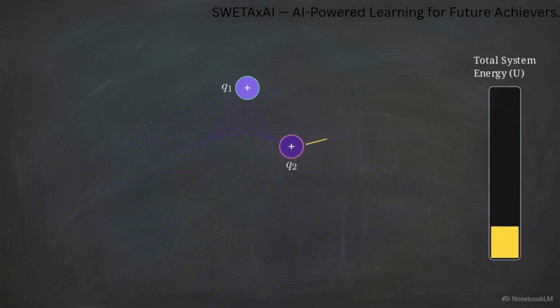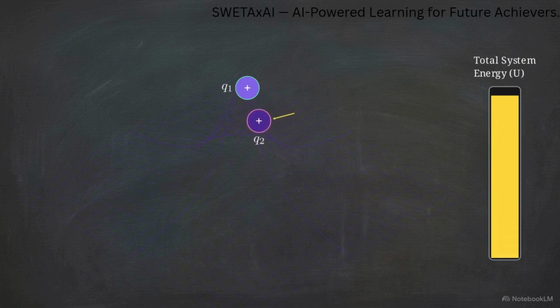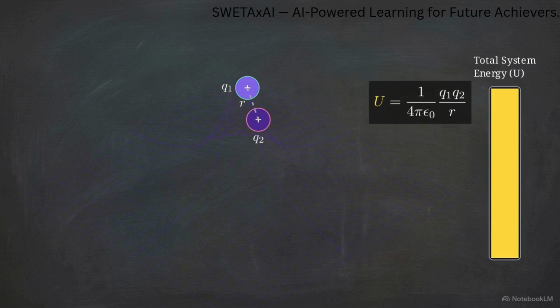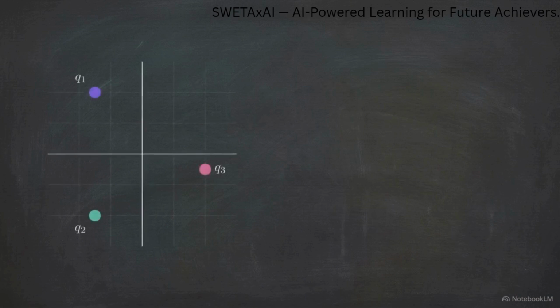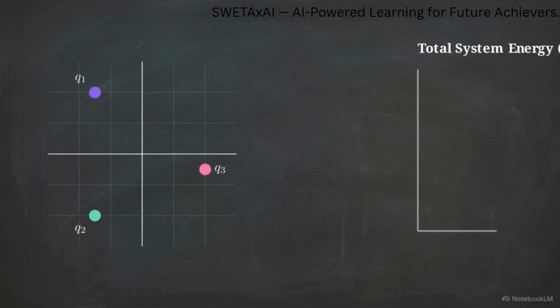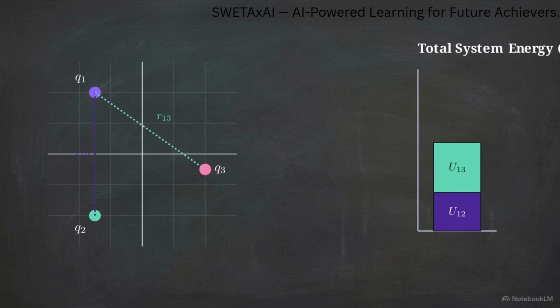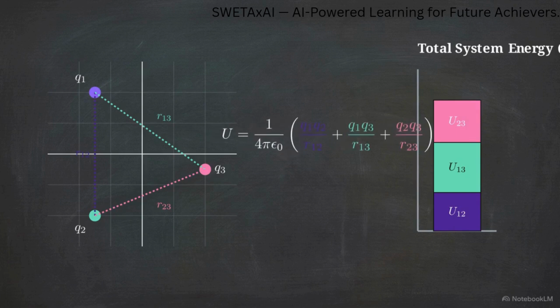Bringing in a second charge requires work because it must overcome the potential peak generated by the first. The potential energy of this system is calculated based on the product of the charges and their separation. Like charges result in a positive potential energy, while unlike charges result in a negative potential energy. For a system of 3 charges, the energy is the sum of the work required to place each charge relative to all others already present. The total potential energy of any configuration is equal to the algebraic sum of the energies of every unique pair of charges in the system.